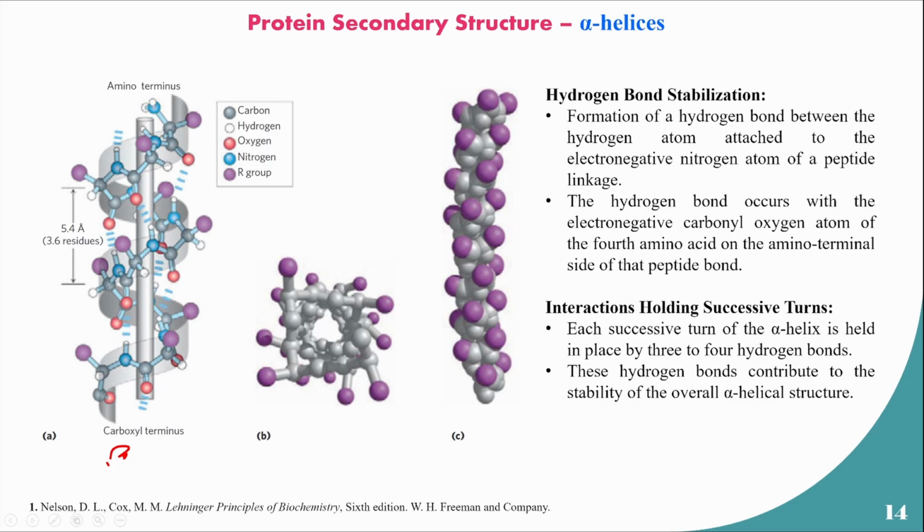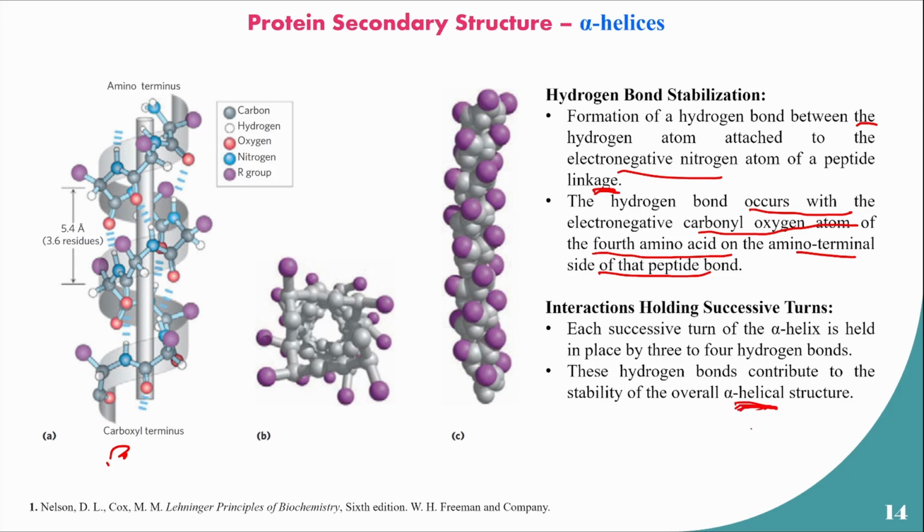In alpha helices, the residues forming the helix have hydrogen bond formation between the hydrogen atom attached to the electronegative nitrogen atom of a peptide linkage and the carbonyl oxygen of the fourth amino acid on the amino terminal side of the peptide bond. Basically, residues i and i plus 4 are forming the hydrogen bonds here. Each successive turn of the alpha helix is held in place by 3 or 4 hydrogen bonds, and these hydrogen bonds contribute to the stability of the overall alpha helical structure, right?